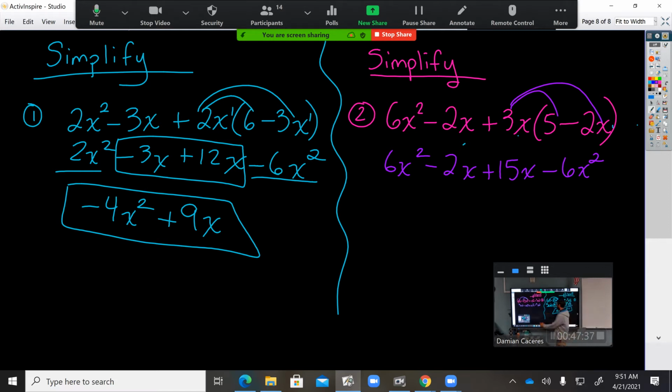Now what happens? 6x squared is a like term with negative 6x squared. What's 6x squared minus 6x squared? 0. 0 you don't have to write. So my answer is just going to be what I get from the two like terms in the center. Negative 2x plus 15x is positive 13x. That is your answer. Make sense? Any questions so far?